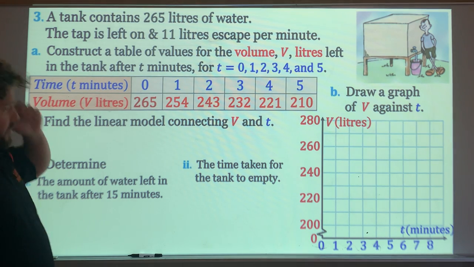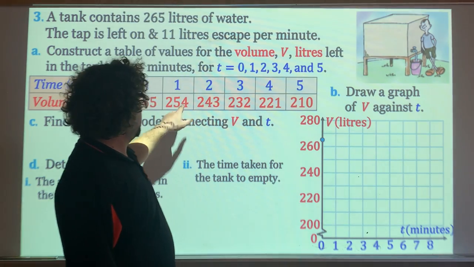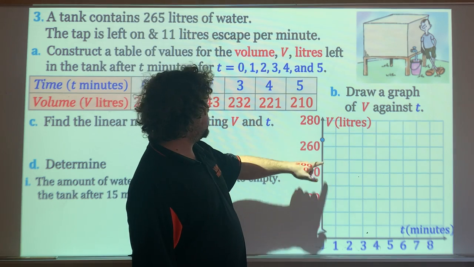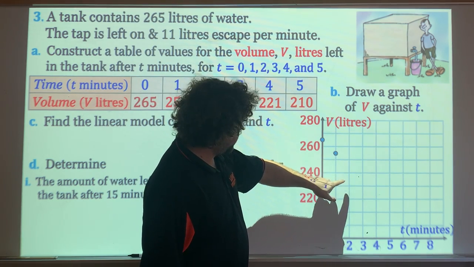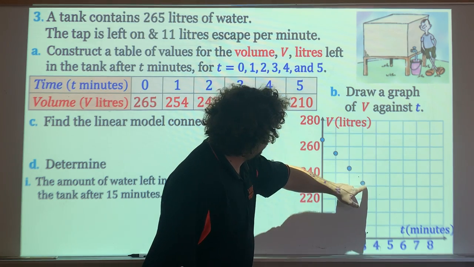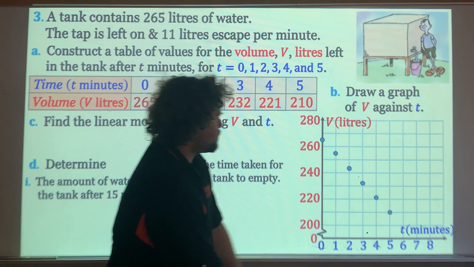B, let's draw the graph. 0, 265. Starting here. 1, this is 254, so about here. 2, 243. 3, 232. 4, 221. And 5, 210. All right.